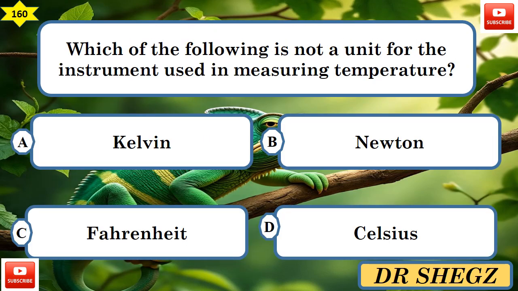Which of the following is not a unit for the instrument used in measuring temperature? Of course, Newton. So the temperature scales, you have Kelvin, you have Fahrenheit, you have Celsius. So you have the Fahrenheit scale, you have the Kelvin, and you have the Celsius scale, not Newton.